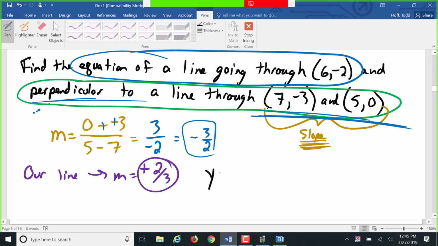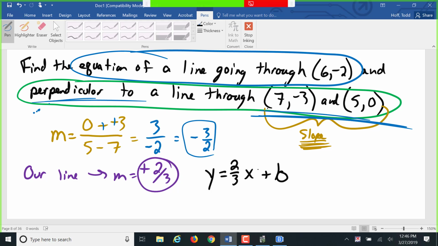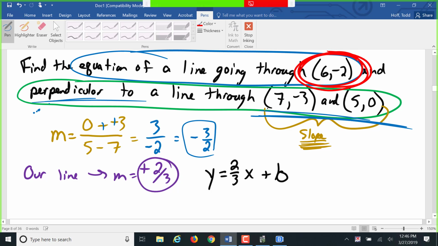So our line is going to start out as y equals 2/3 x plus b. I didn't specifically state it here, but I'd requested slope-intercept form in the last problem. We'll keep going with that here for this example. How do we find what b, the y-intercept, is? That's where this point comes into play.